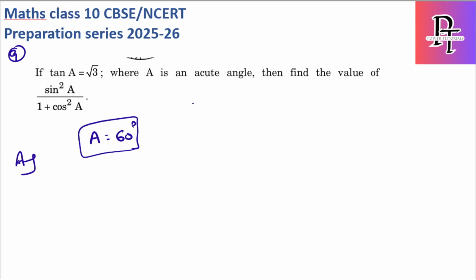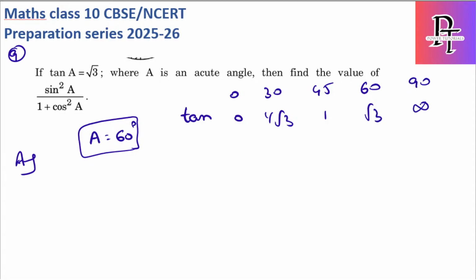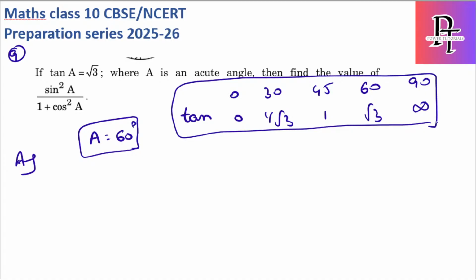Okay, I'll tell for tan now. Tan 0 is 0, tan 30 is 1 by root 3, tan 45 is 1, tan 60 is root 3 and tan 90 is infinite. Okay, for secant, cosec and cot I'll tell in the next parts.